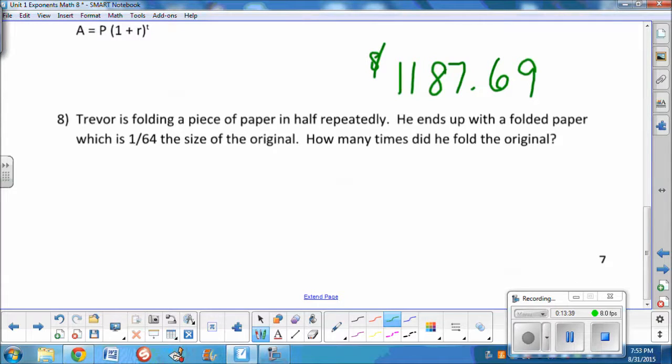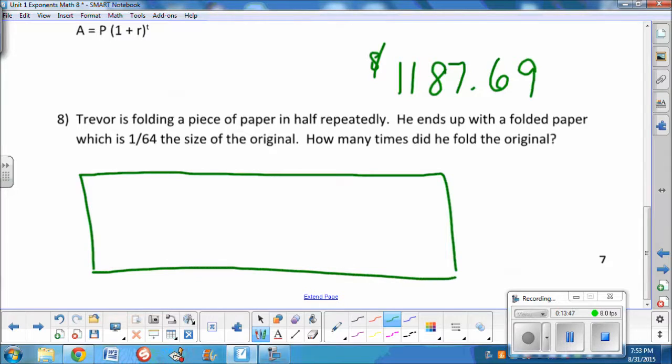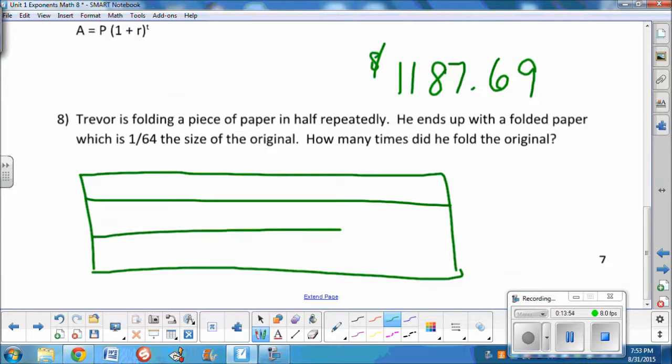And we're going to set up our own table because it's not here for us. So I'm going to draw a nice long table. Trevor's folding paper. Okay, so we've got the number of folds. Let's do an exponential form. And then the size. So number of folds. How many times he's going to fold this paper? The exponential form, and then the size of the paper.